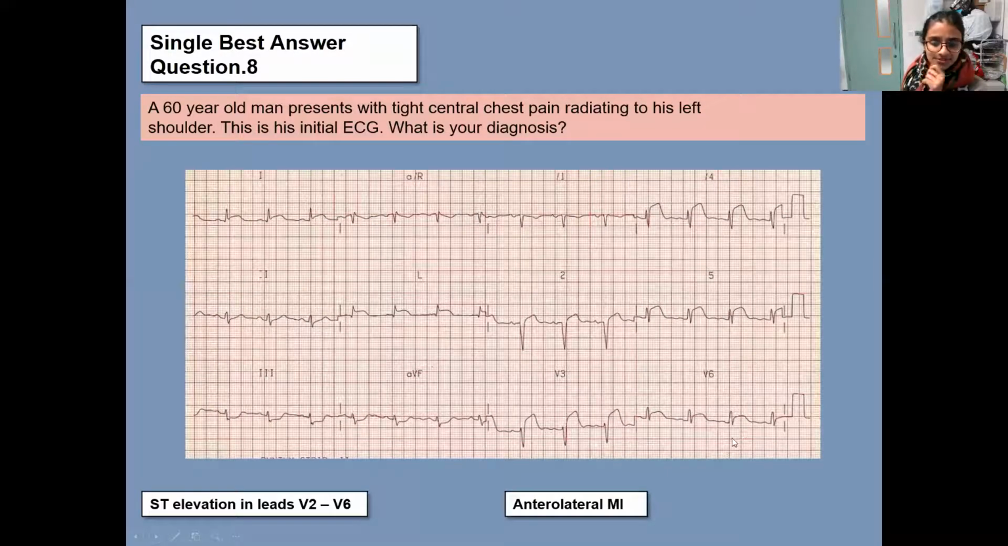I'm sorry for the confusion there. Maj, does that make a bit more sense for you? Because I think I may have confused you there. So V2, V3 are mainly anteroseptal leads, and then your V4, V5, V6 come around the end, anterolateral.